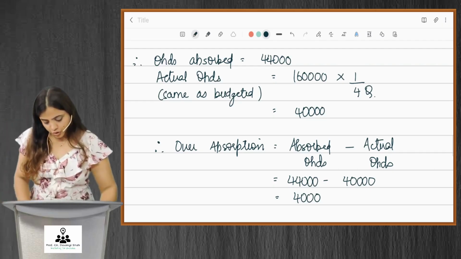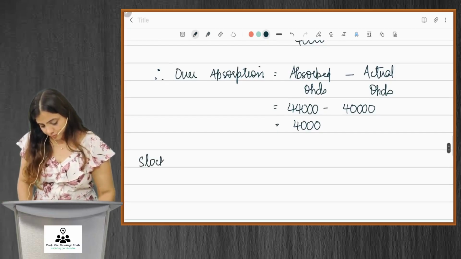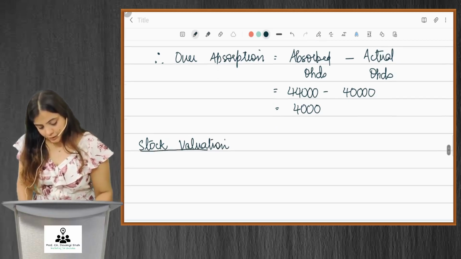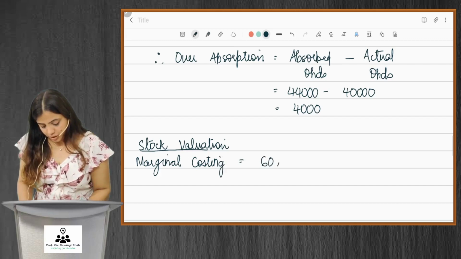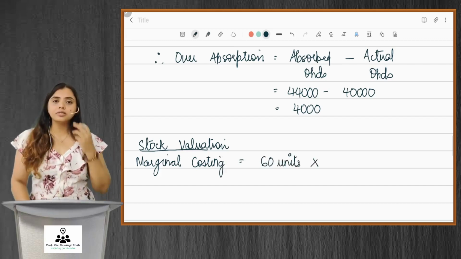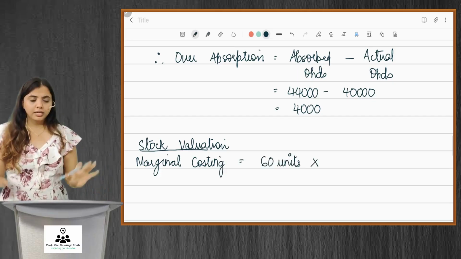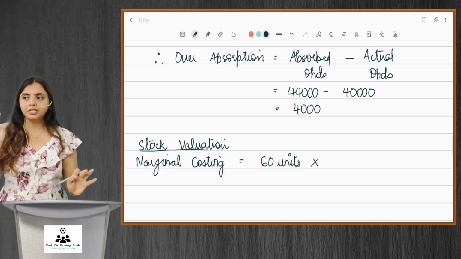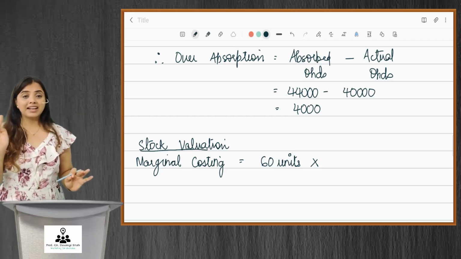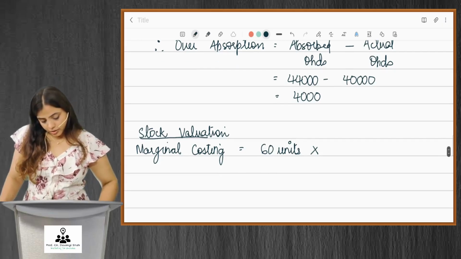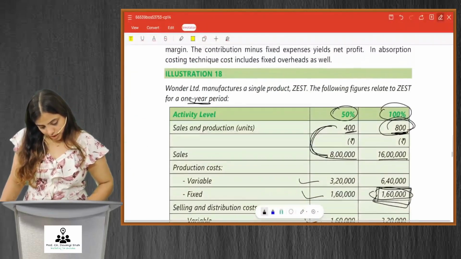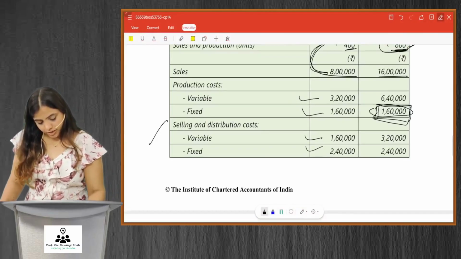If I were to do stock valuation as per marginal costing, what would I do? So there are 60 units in stock and marginal costing does not consider any fixed cost. It considers only variable cost, that is direct material, direct labor and variable factory overheads. Okay, these costs are product costs and these are to be included. So marginal costing would consider, out of this given data, this would not come, only this will come.